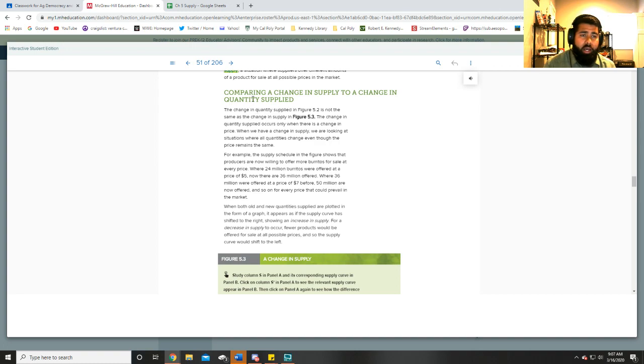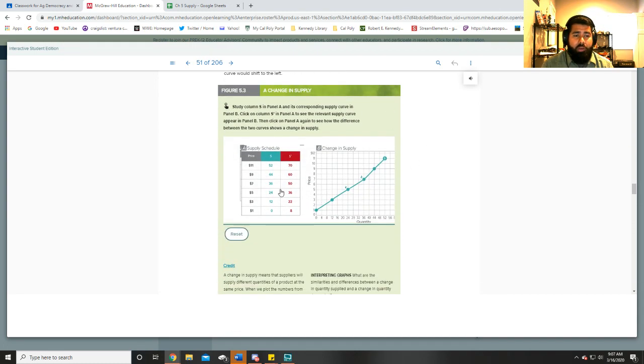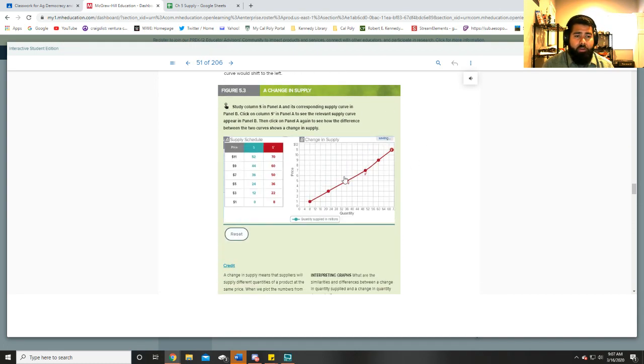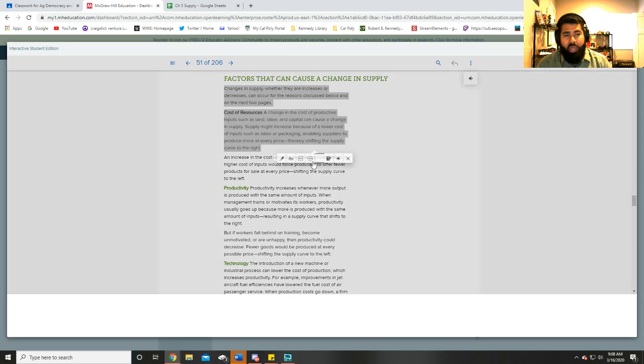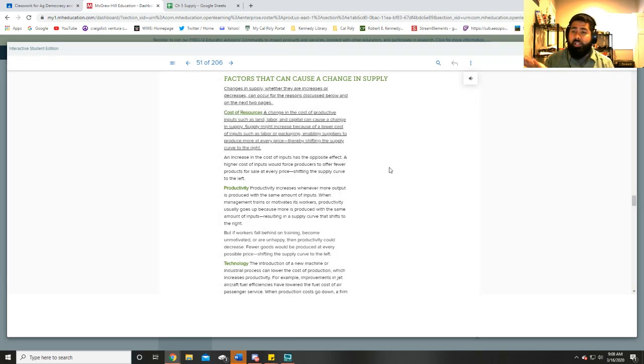Okay, so if we look over here, let's see, what we got over here? Oh, it's just showing the shift. Either way, so changes apply. We'll get into that in just a bit. All right, so these are the different factors that can potentially shift a supply curve.